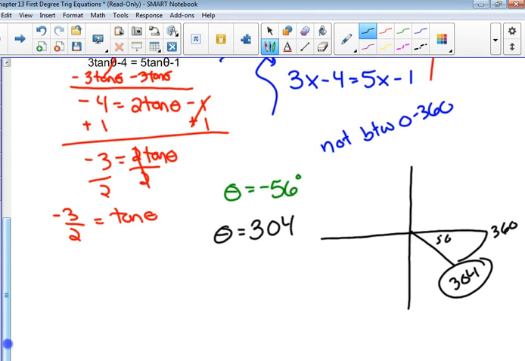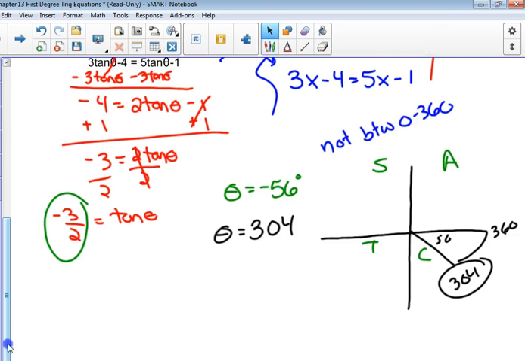We also have to check out if tangent's positive or negative. Look at your value here. What do we think, positive or negative? Negative, right. So A, S, T, C. Good, Aaron, awesome. Tangent is also going to be negative in the second quadrant. So we have to be in these two quadrants. We already have our 304, which is great. How are we going to get into the second quadrant, though? What would you have to use?